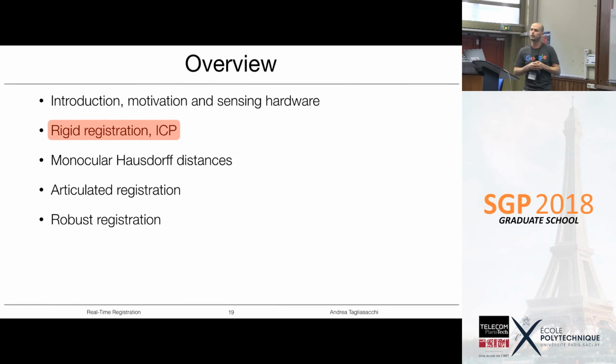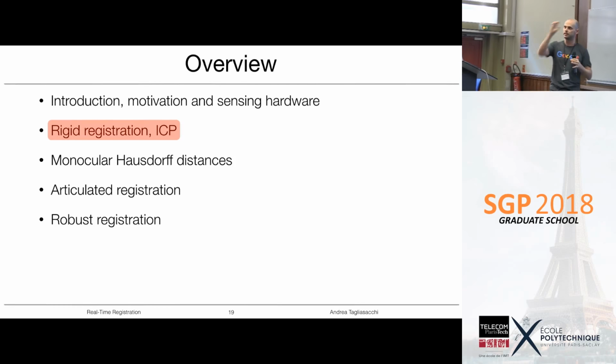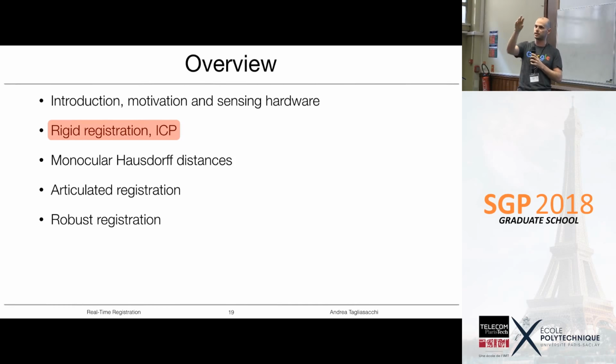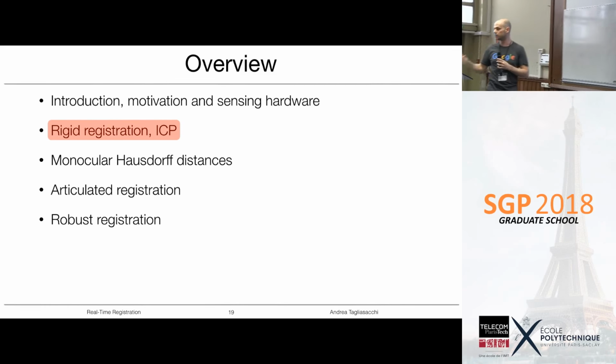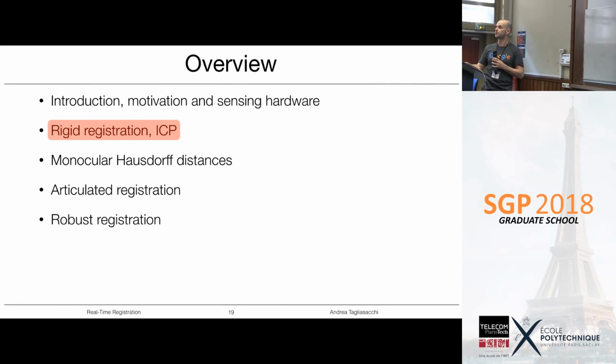Now, we have the general form, right? So we have this optimization problem, we have the matching energy and the prior energy. So what I want to do is start from a simplified version of the problem. And this is actually part of the rigid registration class and the ICP, which is one of the algorithms that allows you to solve for this.